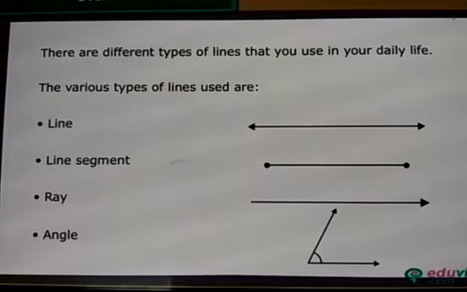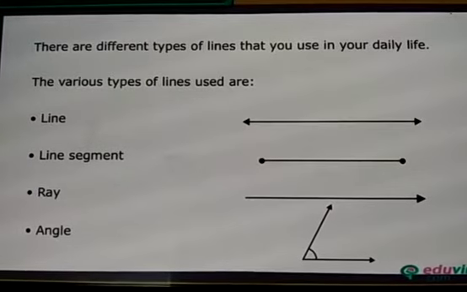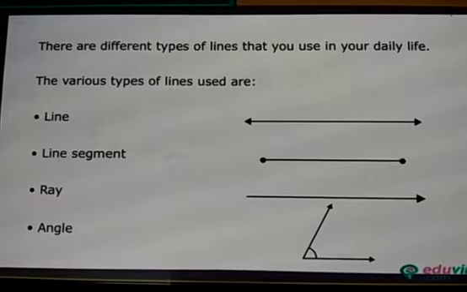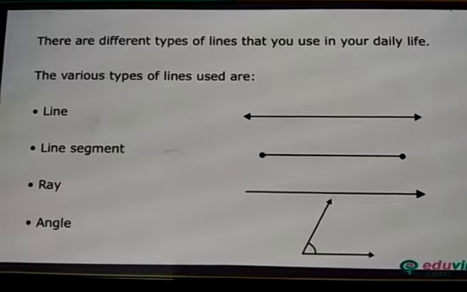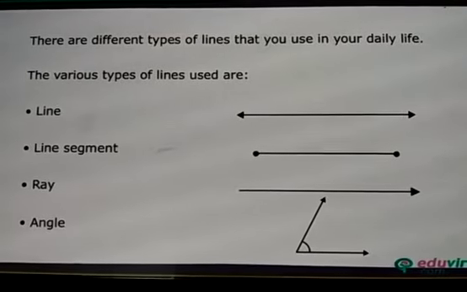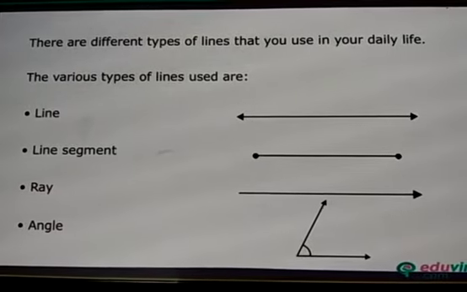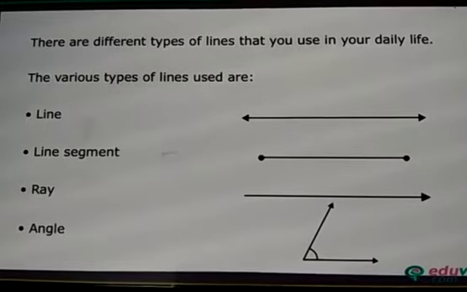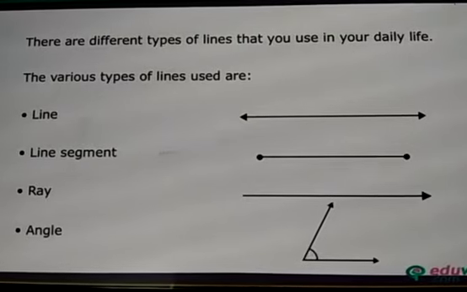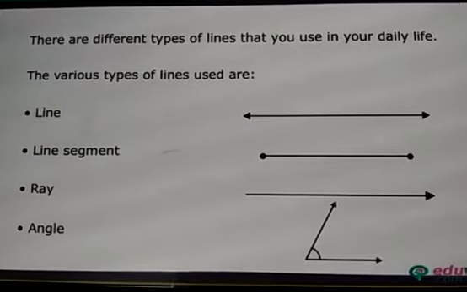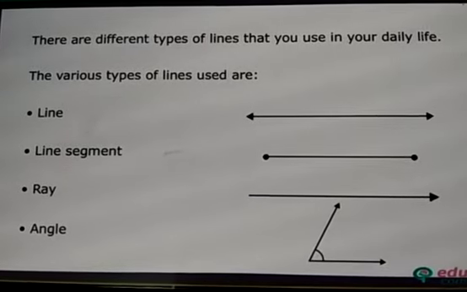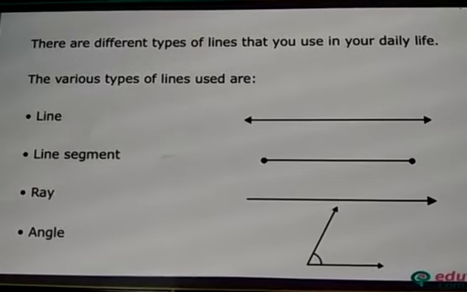Then comes the ray. What is a ray? A ray has one end point and on the other side there is no end. An arrow says that it can be extended. That is a ray. Then what about an angle? An angle is formed when lines or line segments meet. The corners are formed when two lines or line segments intersect at a point. This point where the two lines or line segments meet is known as an angle.